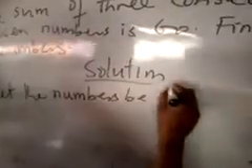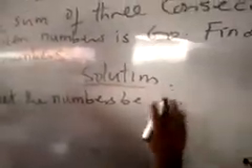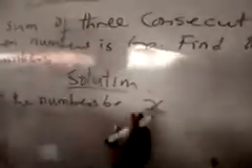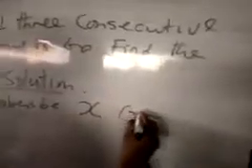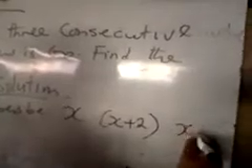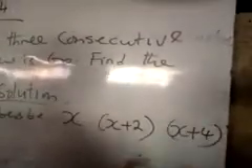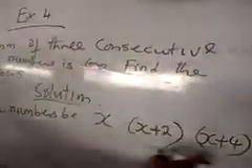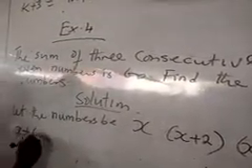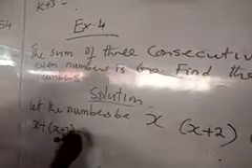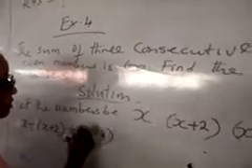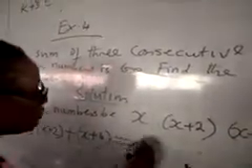Let the numbers be... The first one is what? Let us use x to represent it. The first one is x. The second one will be x plus 2. The third one will be x plus 4. Now let's form an equation with this. x plus bracket x plus 2, plus x plus 4 will give you 60.